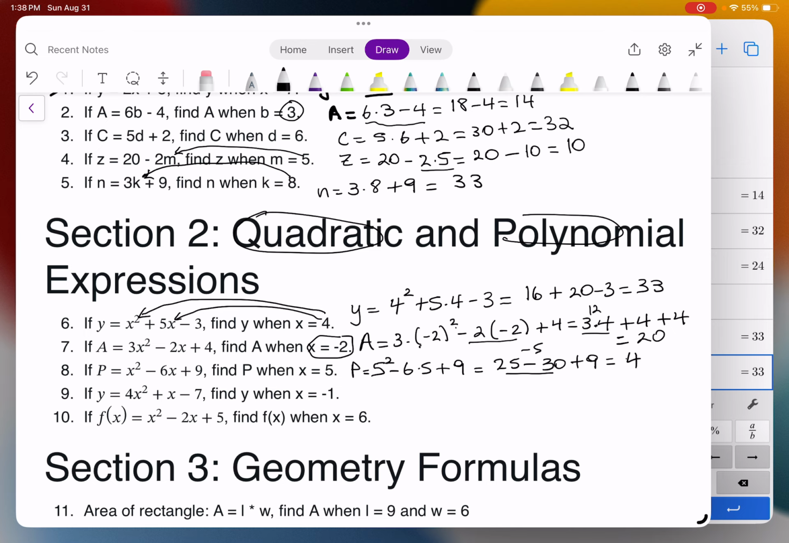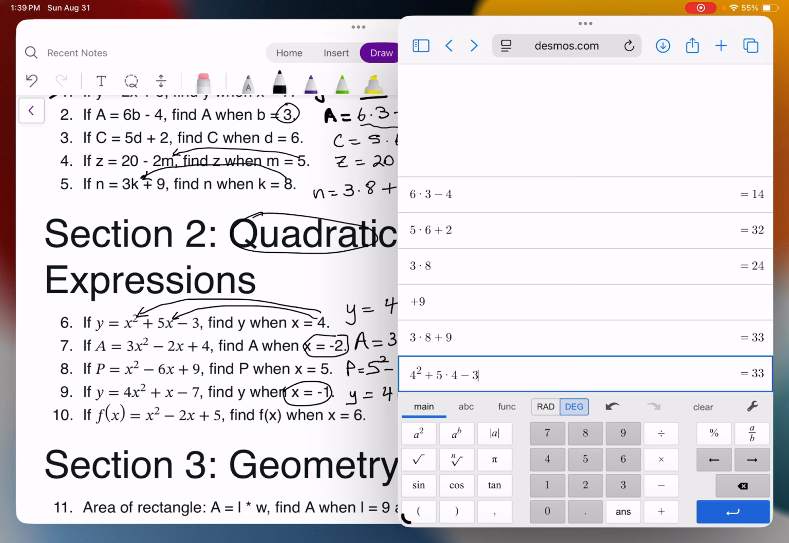we get +4. Number 9, y equal 4 times, the x is negative, so it is necessary to use parentheses. We get -1 squared plus -1 minus 7. We used parentheses around the -1 everywhere we replace the x. Here we get, in fact, let's just do this in the calculator. We type it in just like we see it, 4 parentheses -1 squared.